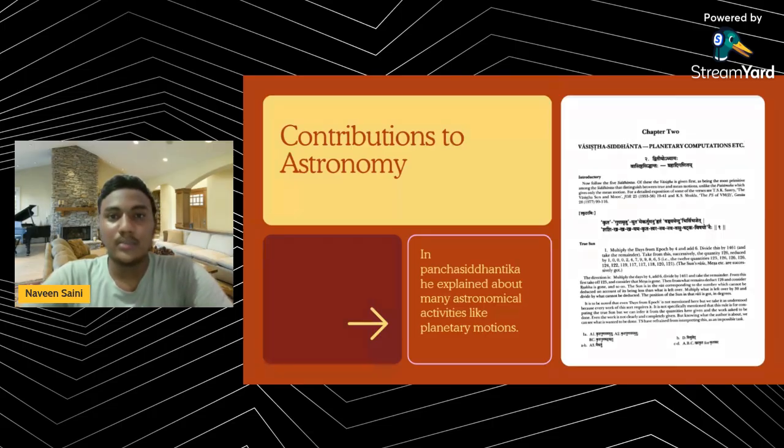In his other book, Brihat Samhita, he also recorded the movement and presence of celestial bodies and comets, which are known as Dhumketu. In this slide, we can see an image of chapter 2 of Panchasiddhantika, which is Vasishtha Siddhanta, planetary computations, which has various mathematical formulas to calculate planetary positions. Lastly, Varahmira improved the Indian calendar system known as Panchang using solar and lunar eclipses.